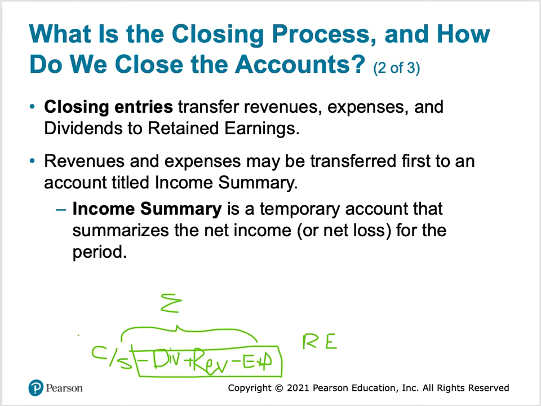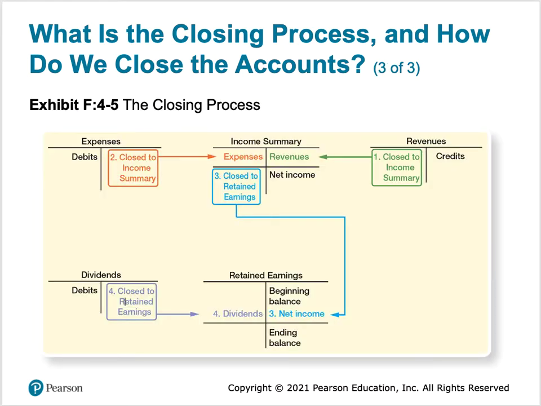So the process starts by closing out all revenue and expense accounts to a new account called income summary. And like I said in the previous slide, income summary is just a temporary account that's going to be created for the purpose of these closing entries, and it's going to summarize net income or net loss for the period. And so you can see in Exhibit 4-5 the closing process. I think that seeing it visually like this is really helpful, and I would even recommend printing this exhibit so that you can refer to it when you are closing accounts.